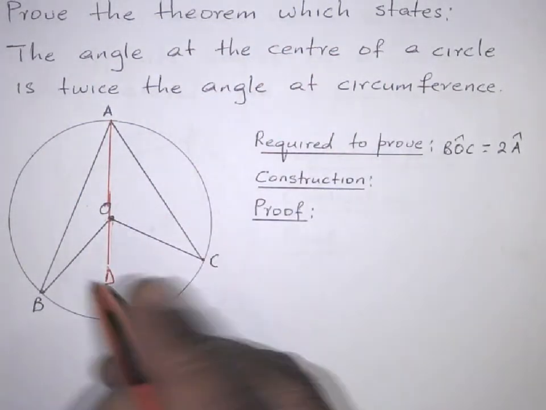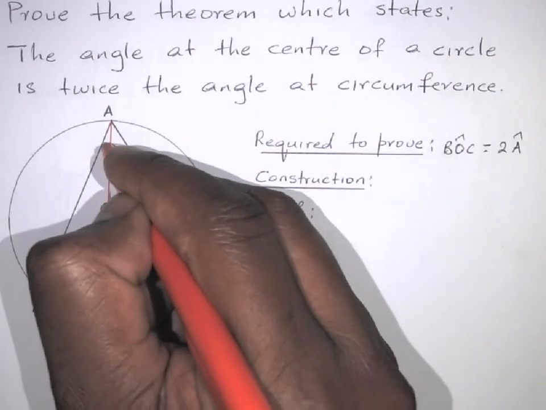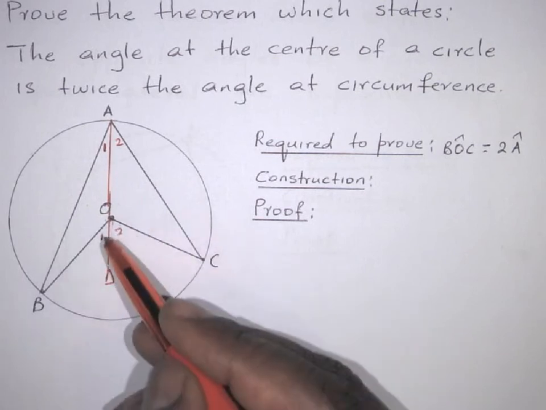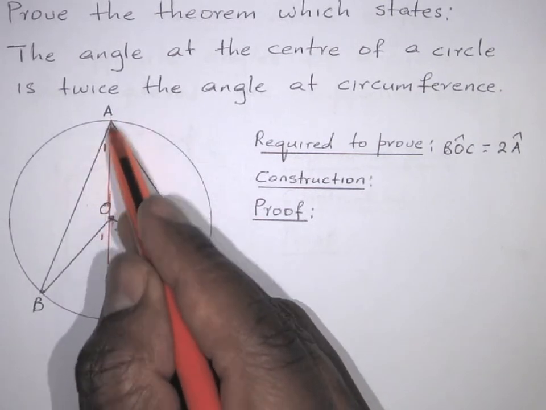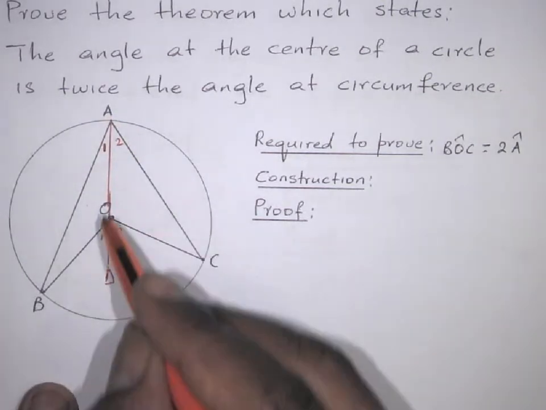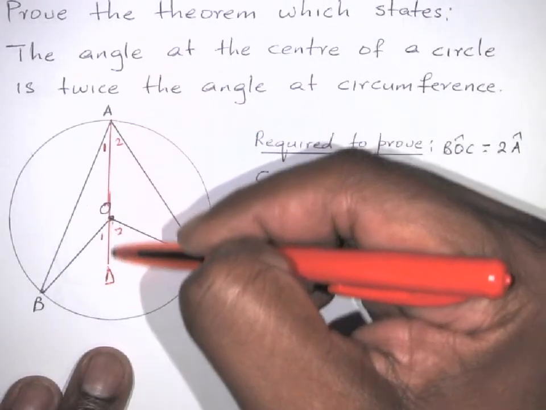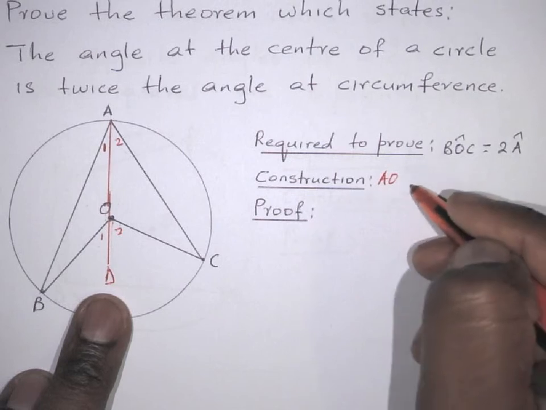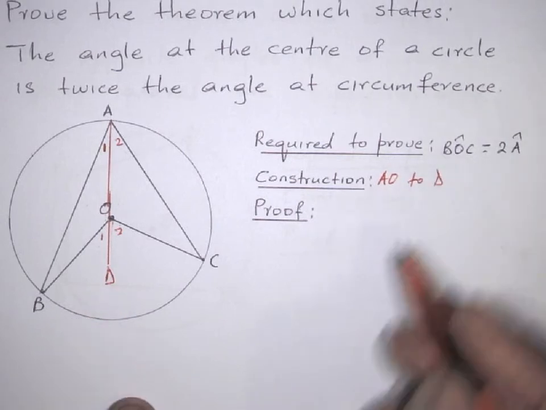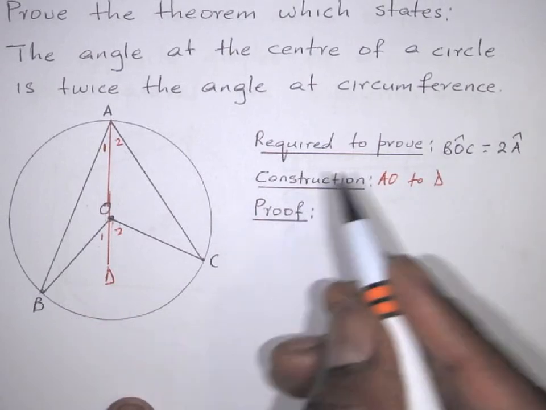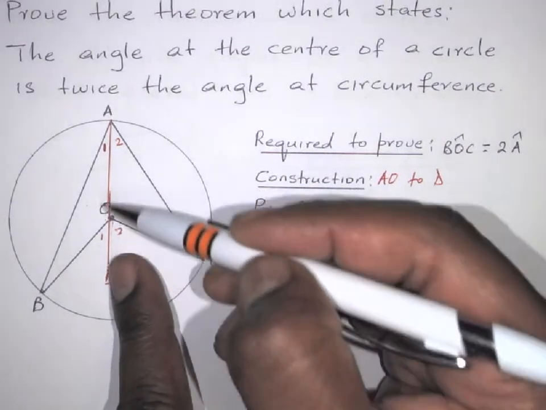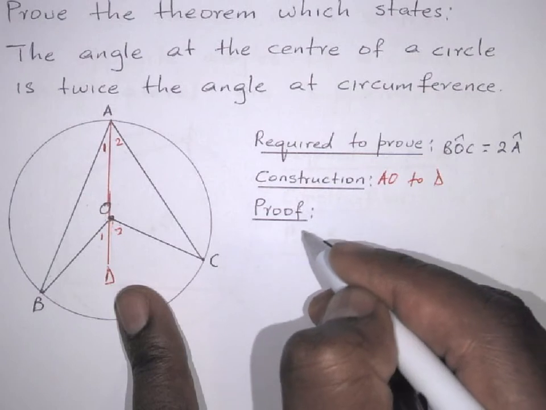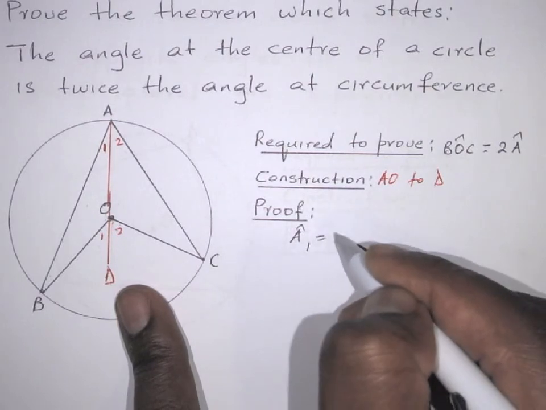Now let's label angles because I've got too many angles here. This is angle 1, that is 2. So it's O1, that's O2, that's A1, that's A2. So in our construction, we constructed AO to D. Now, how do we prove it? Check here. We can see that angle A1 is equal to angle B. Can you write that? Angle A1 is equal to angle B.